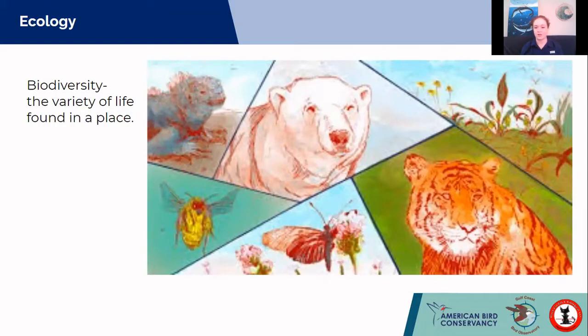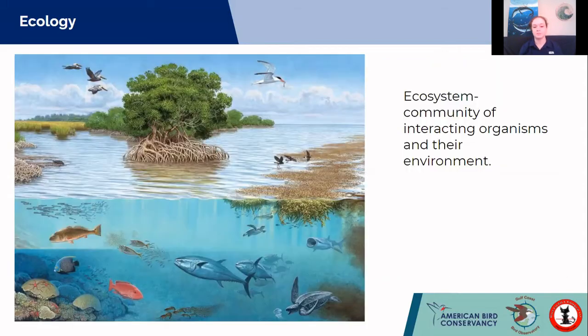Have you ever heard of the word biodiversity? Bio means life, and diversity means variety. So biodiversity means biological diversity, and is the variety of life found in a place. An ecosystem is a community of interacting organisms and their environment. Healthy ecosystems require balance and variety of living things.